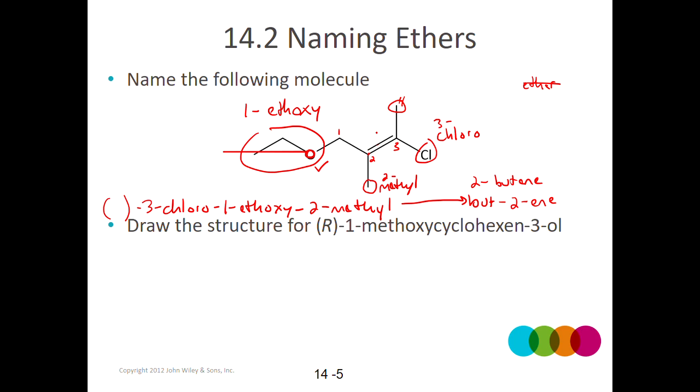So if I'm looking at whether this pi bond is E or Z, I prioritize the two groups on this carbon, prioritize the two groups on this carbon, and when the top priority groups are on opposite sides of the pi bond, that'll be E. Any questions about that one?